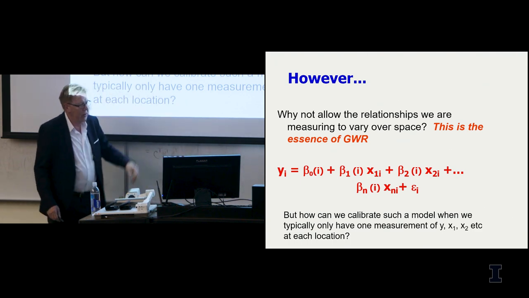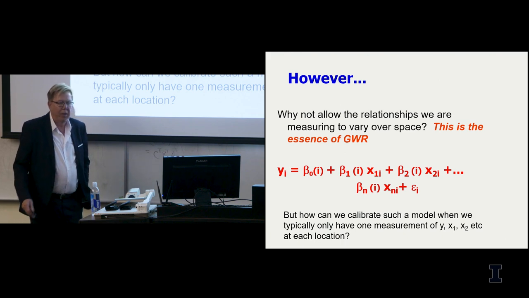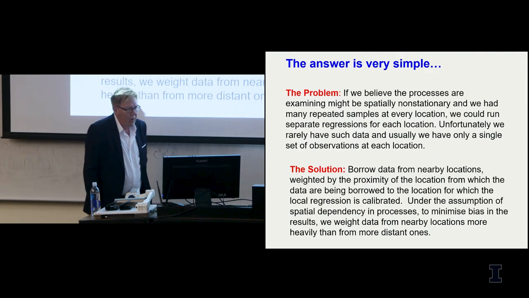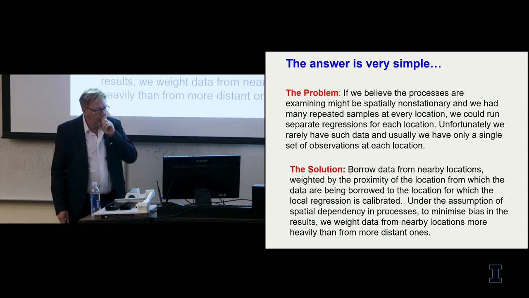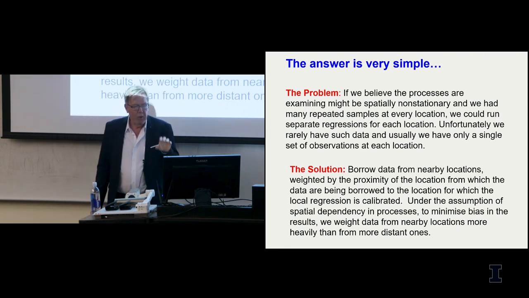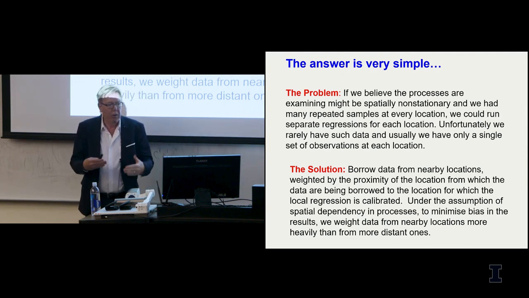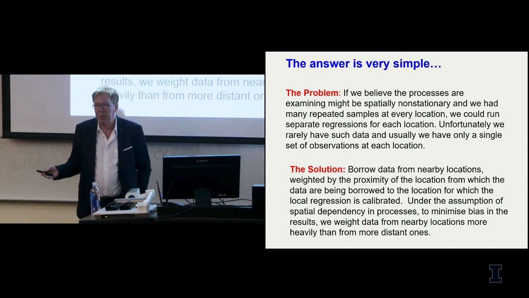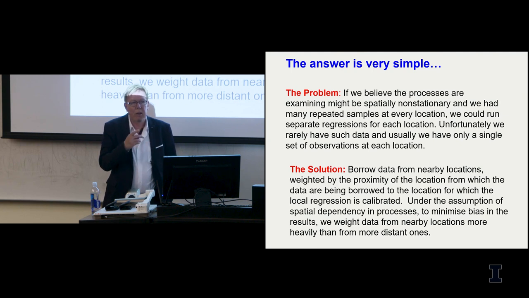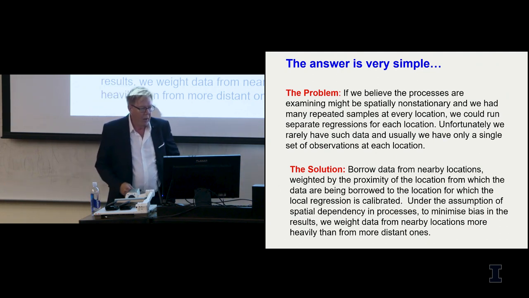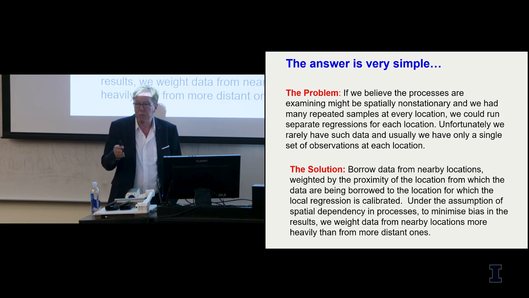But the question you should all be asking yourself is, well, how can you do that when we typically only have one measurement of y, one measurement of x1, one measurement of x2 at each location? So the answer is actually very simple. The problem, restated, is that if we believe the processes we're examining might be spatially non-stationary, and we had many repeated samples at each location, then we could just run separate regressions for each location. Problem solved. Right? But unfortunately, we rarely have that luxury of having repeated samples at each location. So the solution is to just borrow data from nearby locations. And we weight those data according to the proximity of the location to those locations from where the data are being borrowed.